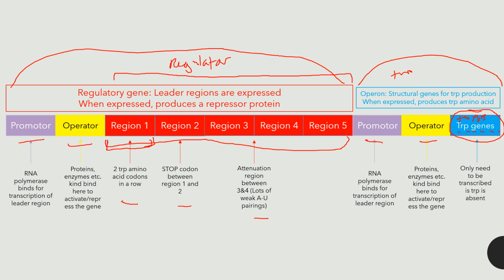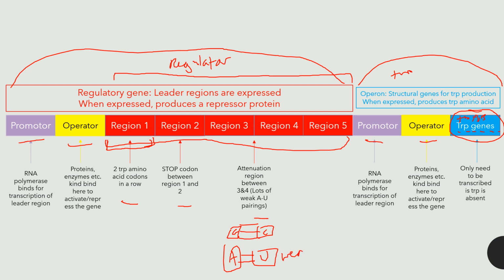And then we have this attenuation region between region 3 and 4. So all it is, is a bunch of A and U, so adenine and uracil pairings. So the key thing to take away from that is that adenine-uracil pairings are very weak. Do you remember that the purines and the pyrimidines link together, okay? But there was one, so we had the GC combo, which had 3 hydrogen bonds, and then we had the AU combo, which had 2 hydrogen bonds.